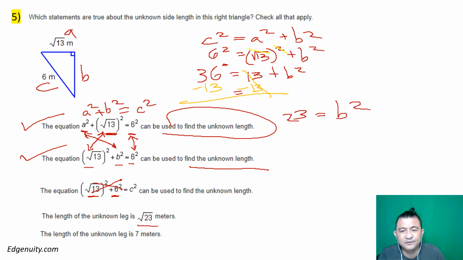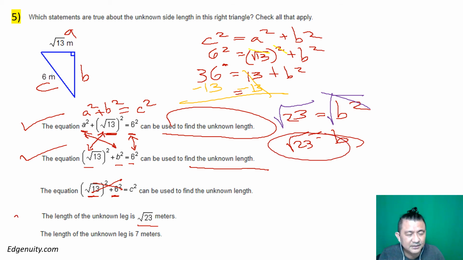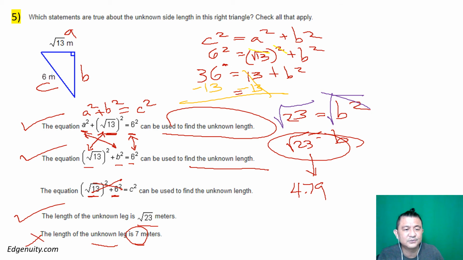I need to get rid of the square. Square root on the left, square root on the right. That cancels out. Therefore, the remaining number on the right is B, square root of 23. There you go. This makes sense. The length of the unknown leg is 7. Are you sure? The square root of 23 is 4.79. It's not 7, so not you. Not you, only those 3.